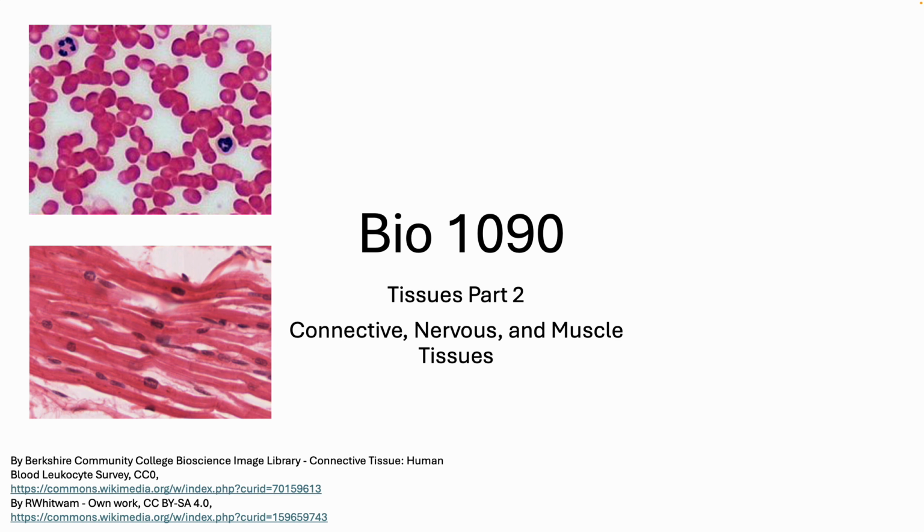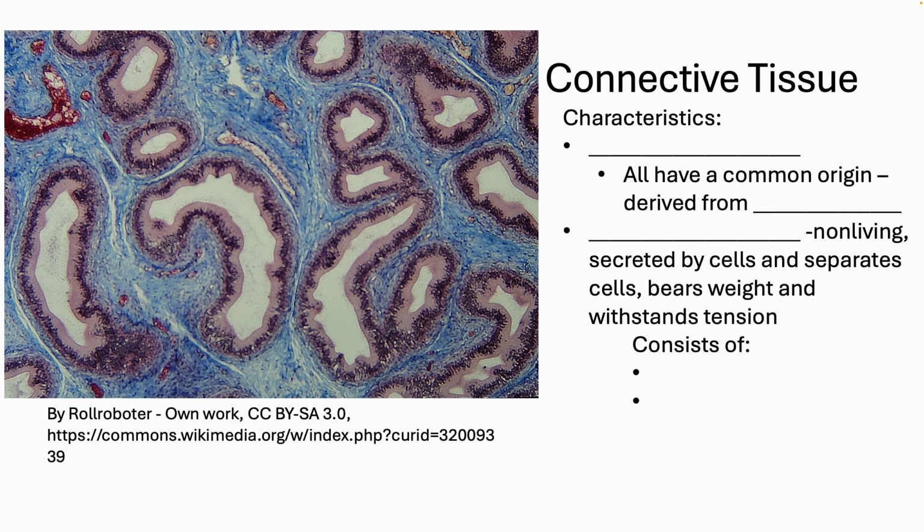Hello, in this video we are going to continue our discussion of tissues, looking at connective, nervous, and muscle tissues in more detail. Starting with connective tissue, this is going to be the most prevalent type of tissue in the body. In this image, the connective tissue is actually the blue staining tissue that you see surrounding the purple staining tissue. That's more of the epithelial cells.